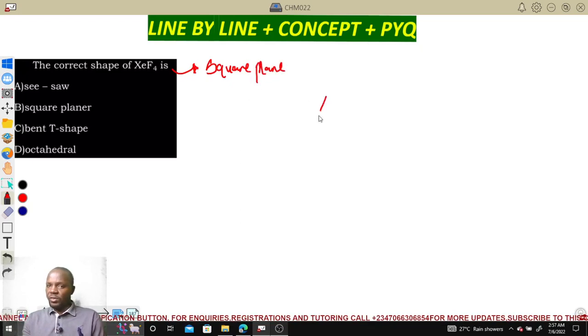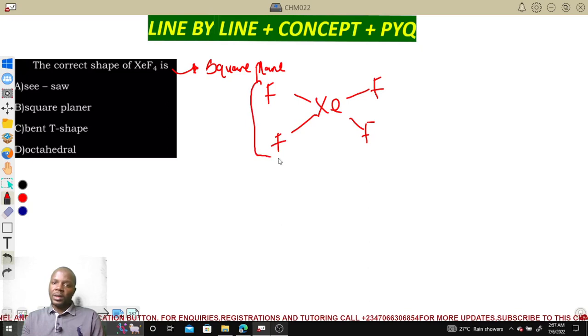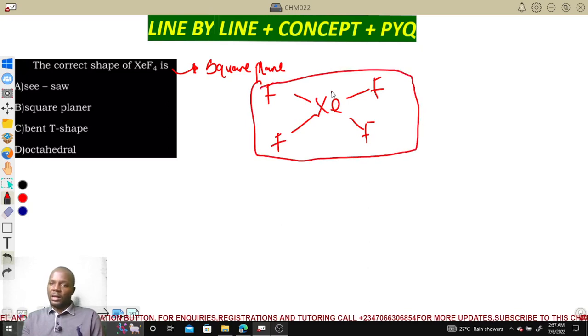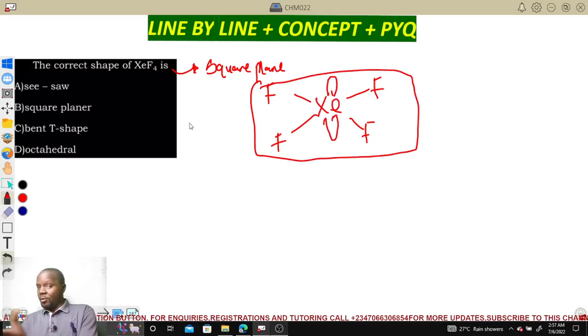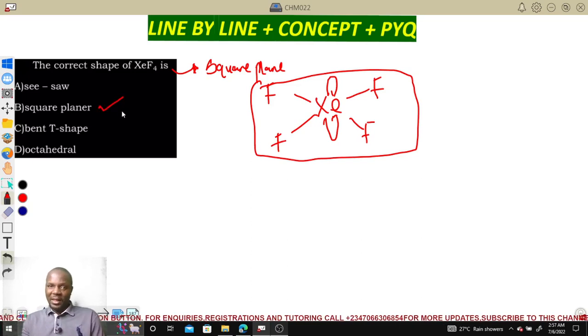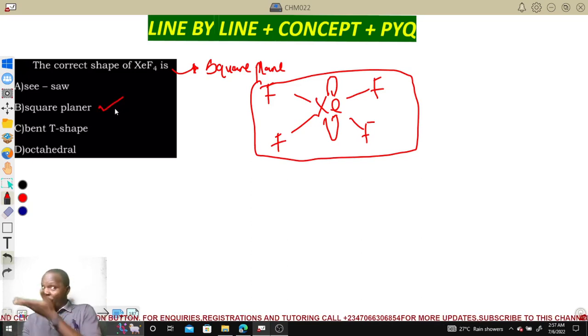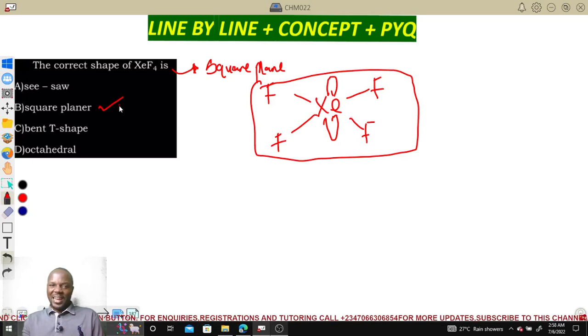So that means Xe will stay at the middle. Then your fluorine will now stay like this. So please keep it in mind. This is the way it is drawn. Then the lone pairs will stay at the middle, one here and the other one there. So that is the way the XeF4 structure looks. So we say it is what? Square planar. So that is like a square, a box. So that is the answer to this one.